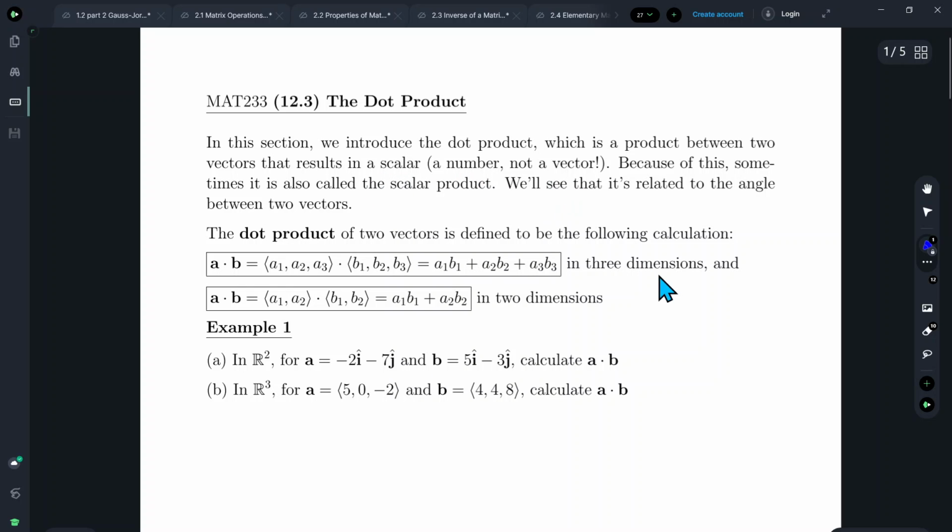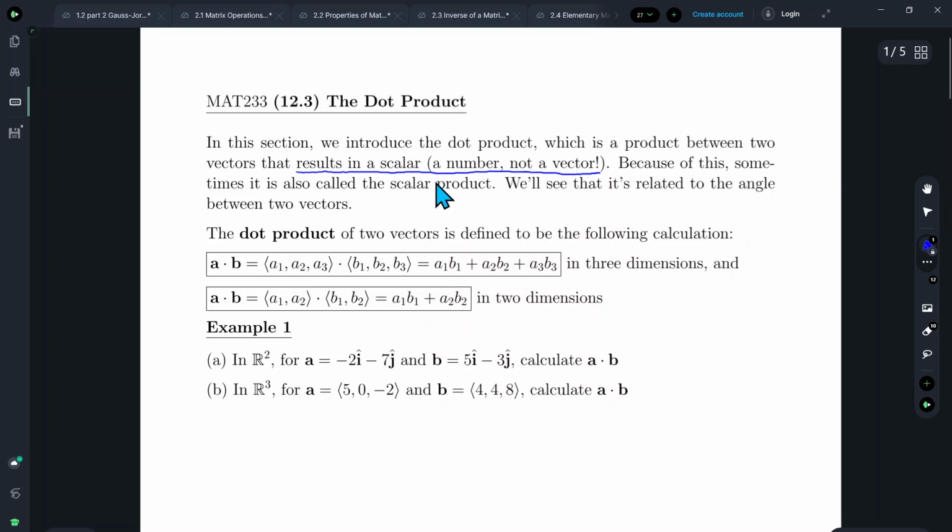So when we do the calculation, we want to be very careful about what the result of the calculation is. Because of this result, sometimes the dot product is also called the scalar product. And we're going to see later on that the dot product is related to the angle between two vectors. Okay, so how do we calculate the dot product?